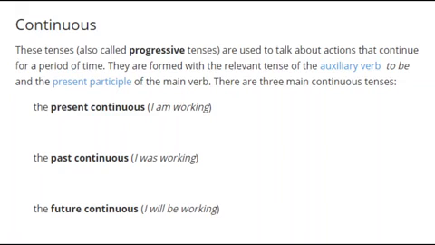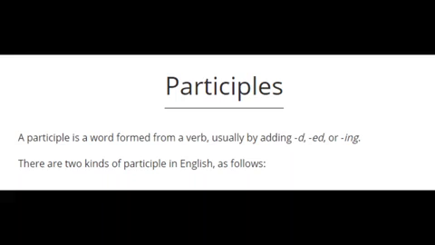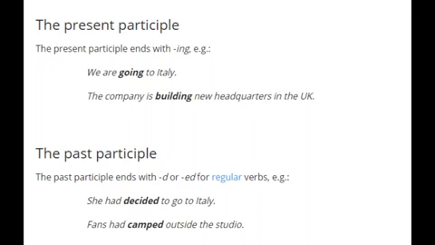Now let me tell you what a participle is. A participle is a word formed from a verb, usually by adding d, ed or ing, especially ing. There are two kinds of participles in English: the present participles and the past participles. The present participle ends with ing. For example, we are going to Italy. The company is building new headquarters in the UK.